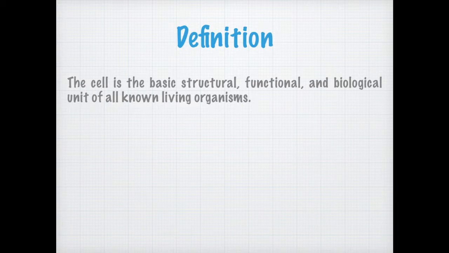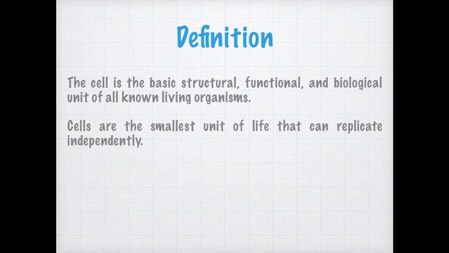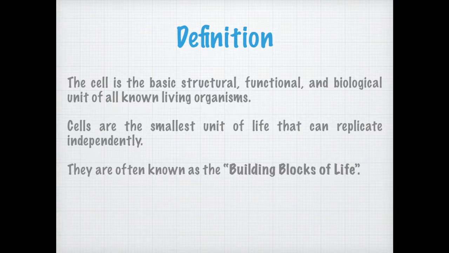So what is the definition of a cell? Well, a cell is a basic structural, functional and biological unit of all known living organisms. Every single living organism known yet is made up of cells, and cells are the smallest unit of life that can replicate independently. Cells replicate themselves so they can reproduce, so the organisms can grow. They are often known as the building blocks of life, because they build up life.